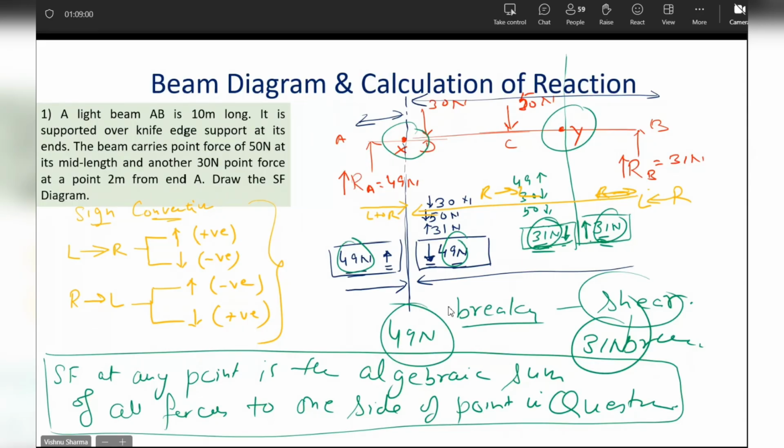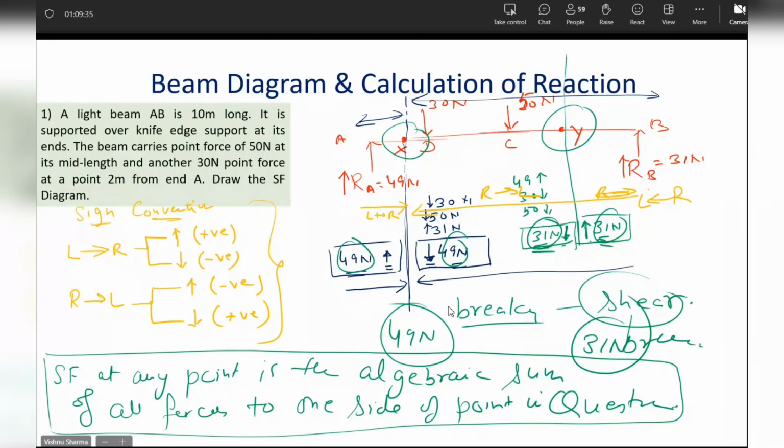And when you have to go from left to right, what is positive? Upward is positive, downward is negative. That's all. So when we go from left to right, our upward forces will be positive, downward forces will be negative. Using this, we will keep calculating the shearing force, and then we'll make a diagram. Once we make the diagram, that becomes the shearing force diagram. That means 50% of the question is done.